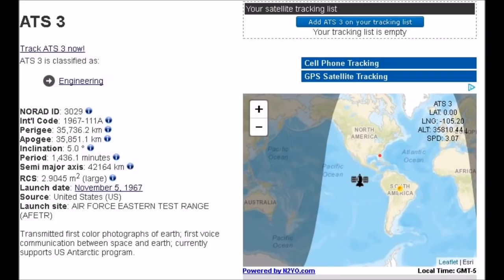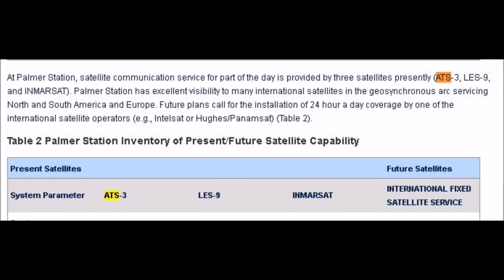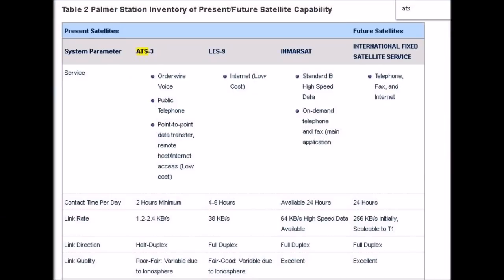It's just to the west of Central America. Here's the other very strange thing about this satellite: they claim that it's not being used by NASA, but it is still being used by the Antarctic mission. The Palmer Station in Antarctica currently uses this satellite from 1967. And you can see here, they say this satellite is now still being used for order wire voice, public telephone, and point-to-point data transfer, remote hosts / internet access.